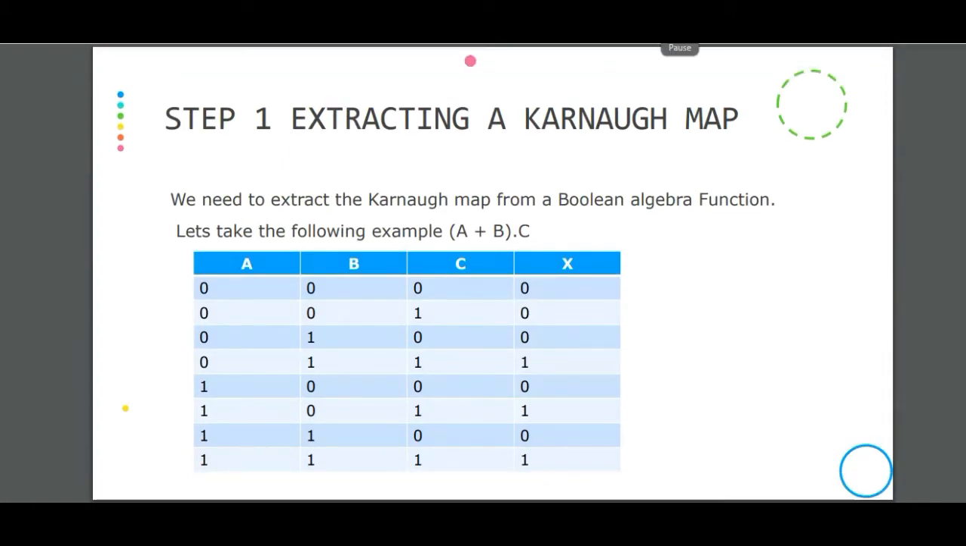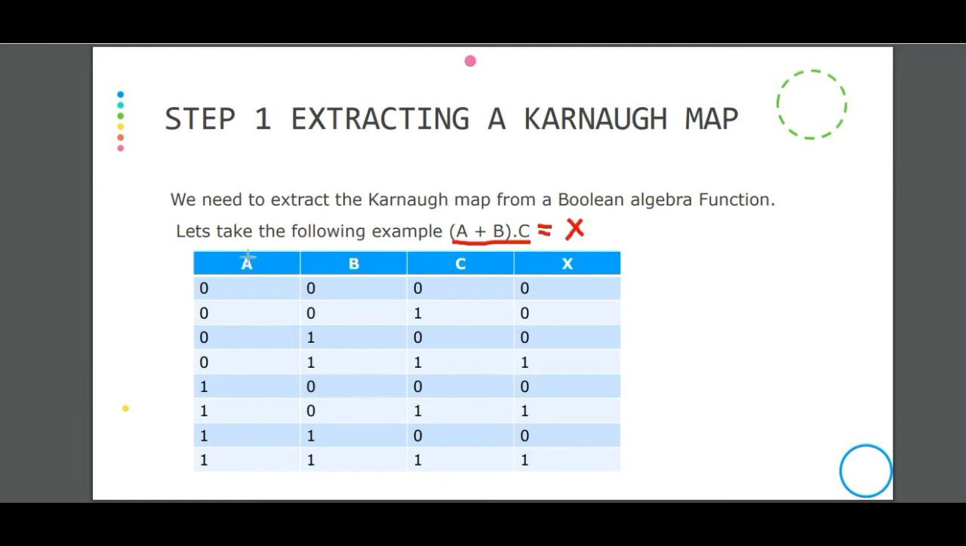So before we actually draw a Karnaugh map, we should first take the question, which is a Boolean algebra function, and then make a truth table and take the outcomes of the truth table. Then we take those answers into extracting our Karnaugh map. So we are taking this example, which is (A + B) · C. It will be our Boolean function.